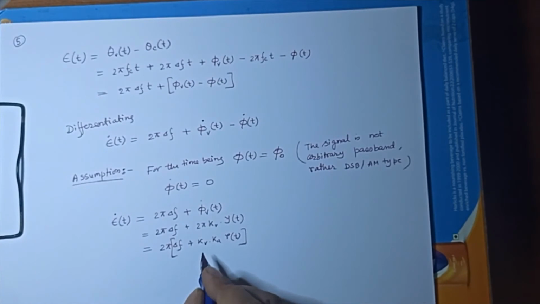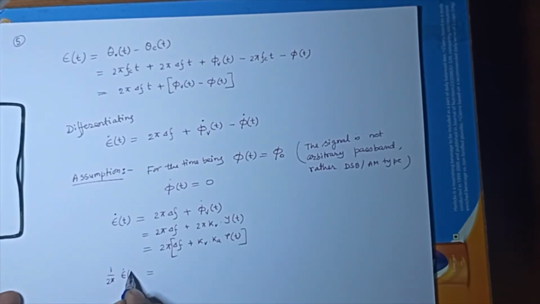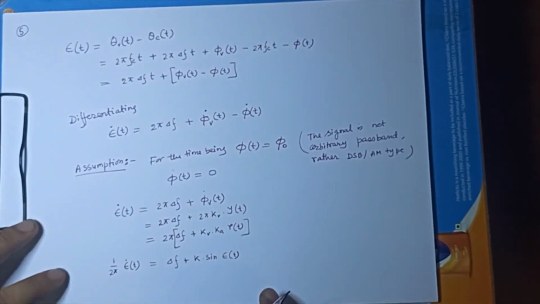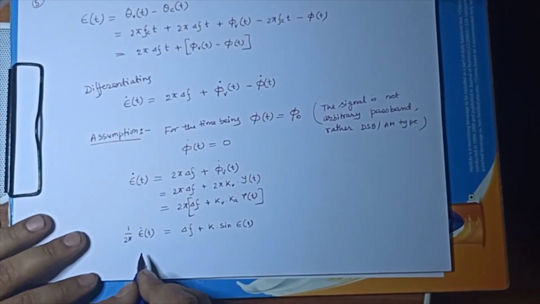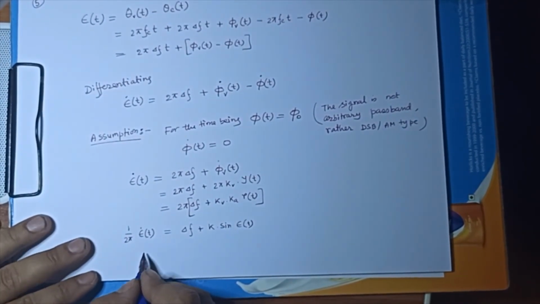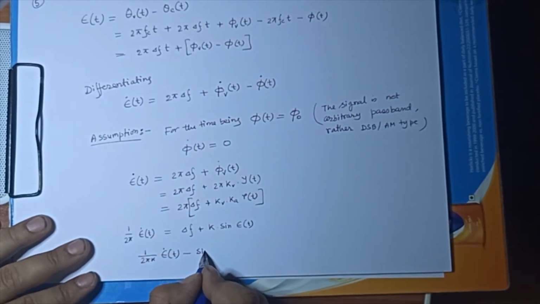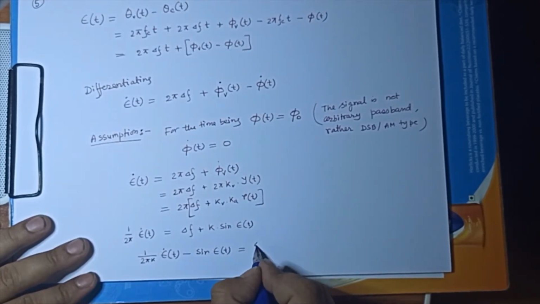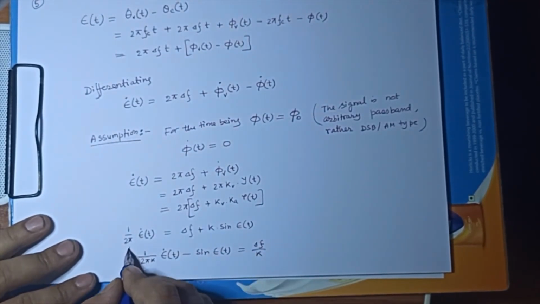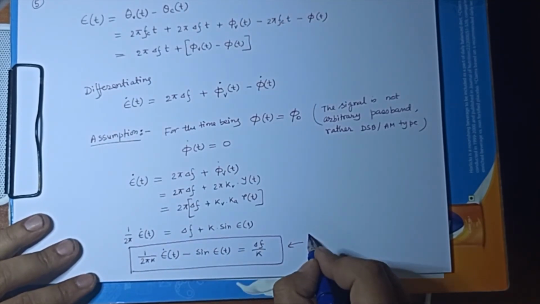So this will give me, and let us say Ka Kv is equal to some K, some loop gain you can say. So I can write 1 by 2 pi epsilon dot t is equal to delta f plus K into r(t), is equal to sine epsilon t. So this is the form you are getting. So I can take this side, I can write 1 by 2 pi K epsilon dot t minus sine epsilon t is equal to delta f by K. So this is the dynamical system of the PLL.